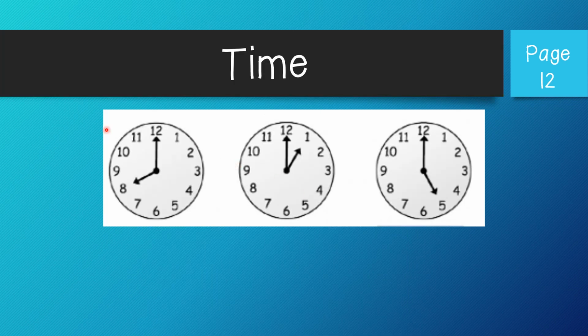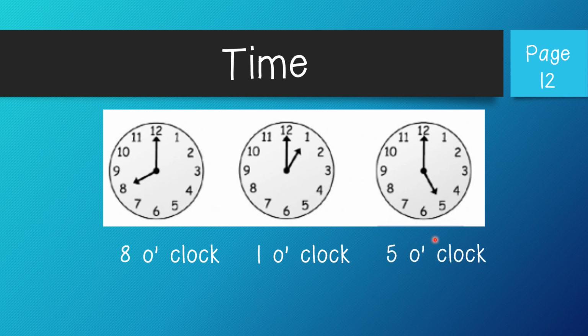So here are our clocks for our examples now. So this clock over here, I have the long needle by 12 and the short needle by 8. What time do you think this is? That's right, it is 8 o'clock. For this clock over here, we have the long needle by 12 and the short needle by 1, making the time, yes, 1 o'clock. And for our last example, we have the long needle by 12 and the short needle by 5, giving us the time 5 o'clock.